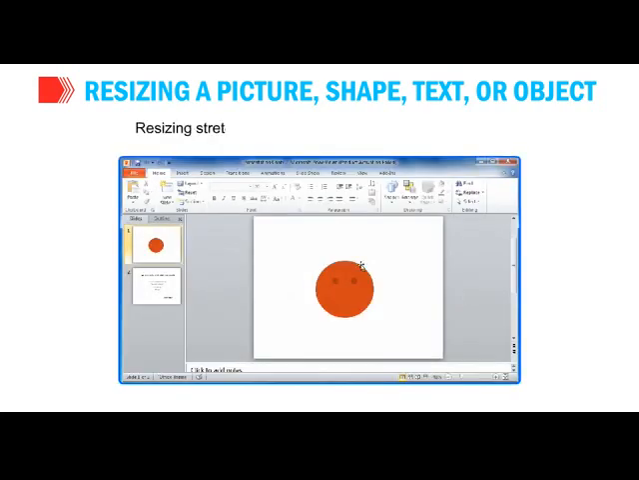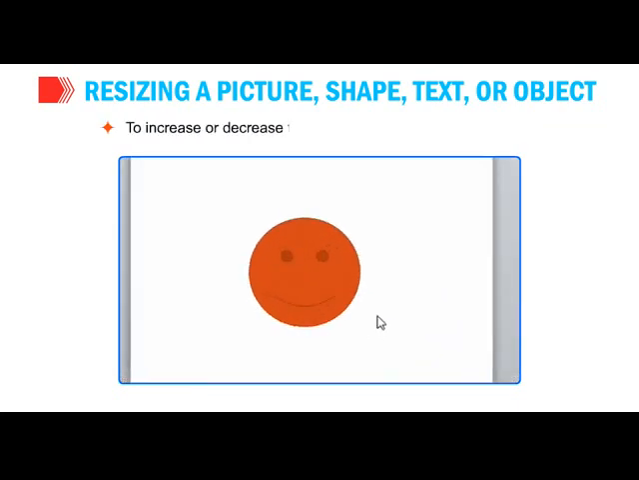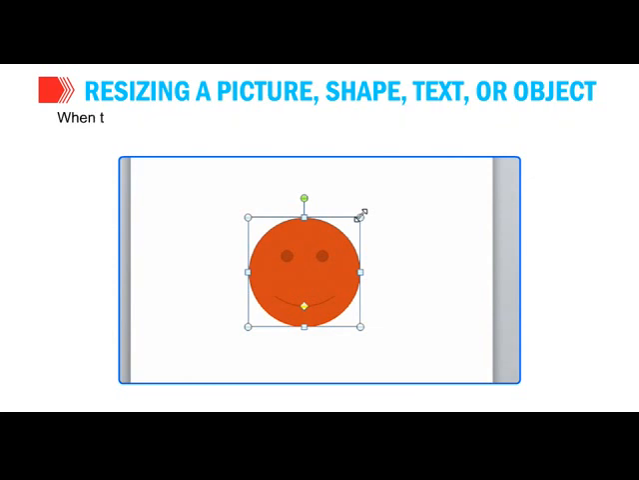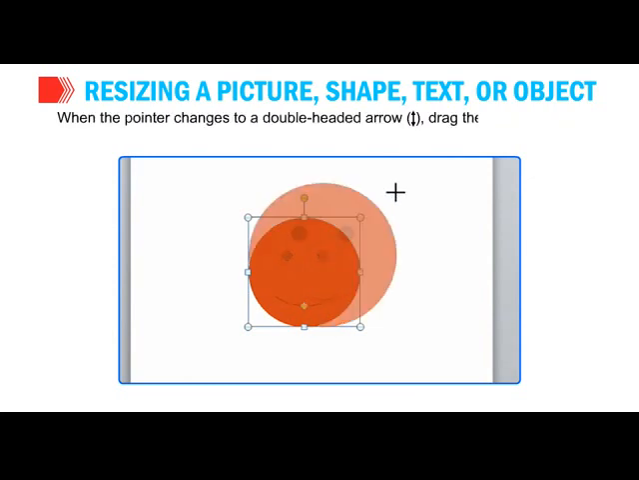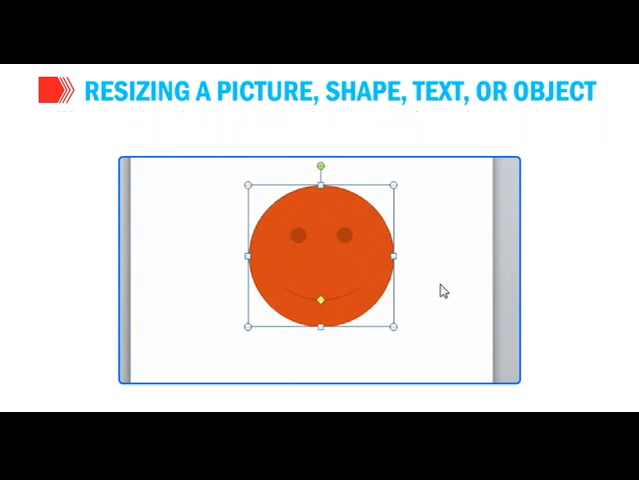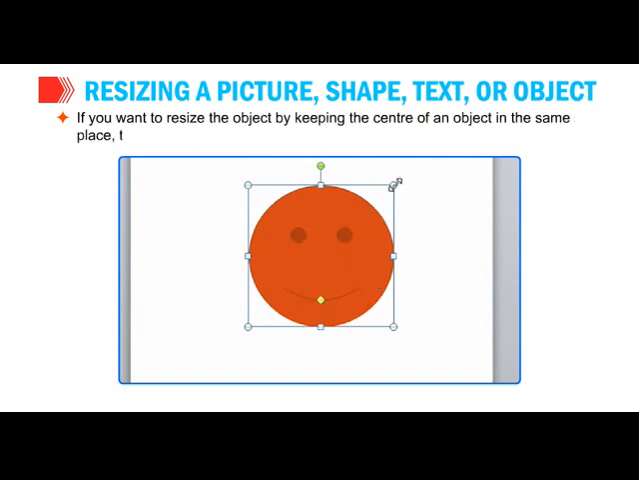Now let us understand how to resize a picture, shape, text or object. Resizing stretches or shrinks the dimension of an object. To increase or decrease the size of an object, select the object. Bring the pointer to any of the 8 resizing handles on the selected object. When the pointer changes to a double-headed arrow, drag the handle inward to decrease and outward to increase the size of a shape. If you want to resize the object by keeping the center of an object in the same place, then hold down the Control key as you drag.